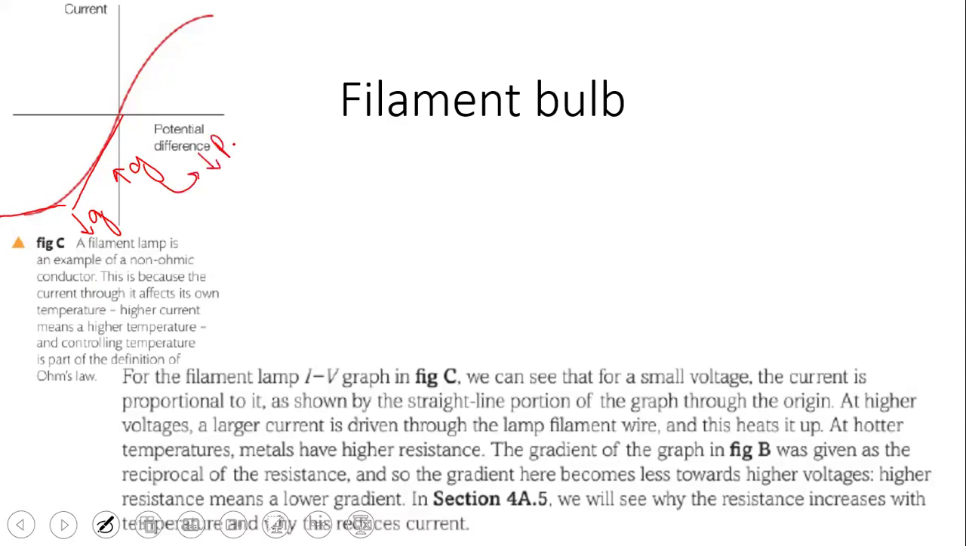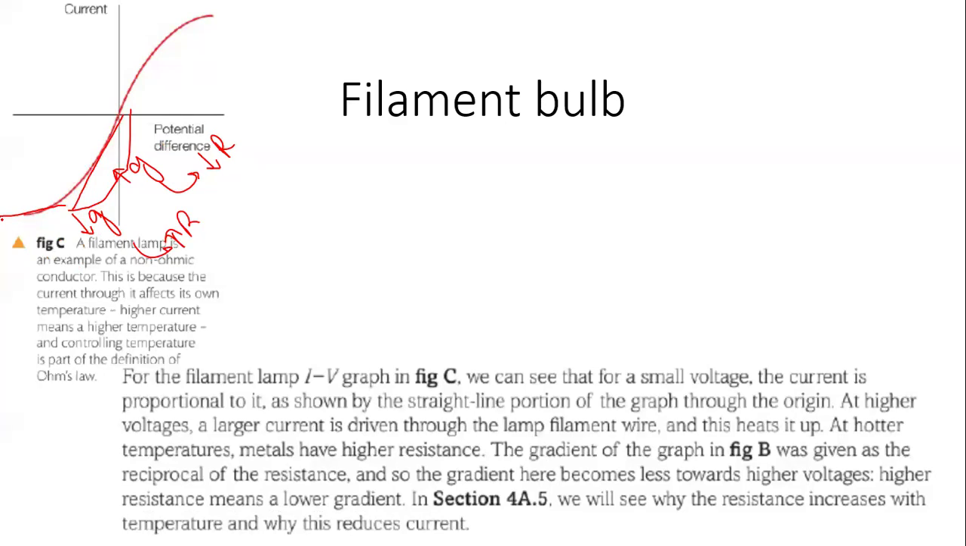Since gradient has a reciprocal relationship with resistance, you can see even from the graph that the filament bulb tends to have a low resistance initially, but that resistance increases as the potential difference increases. That is due to an increase in electrical current, which leads to an increase in temperature, which leads to an increase in resistance of the wire. So since the resistance of the wire increases, the gradient of the curve falls and it starts to become flatter.